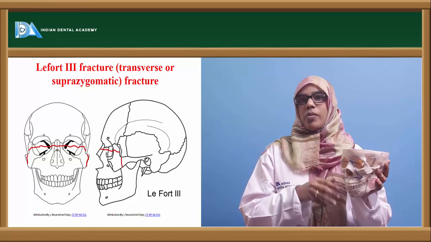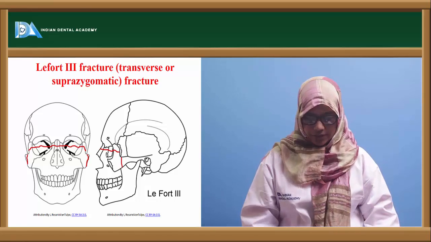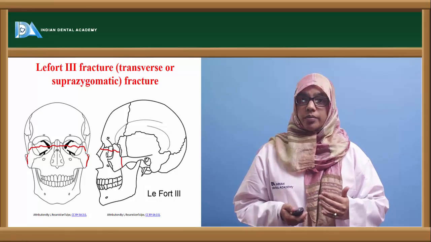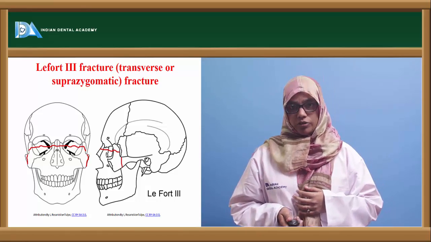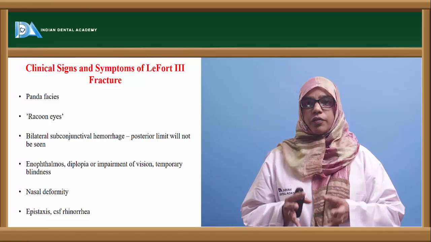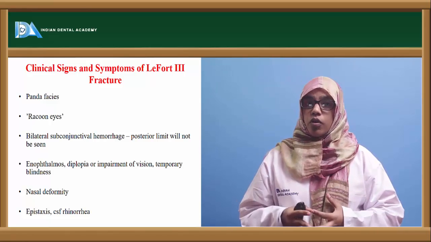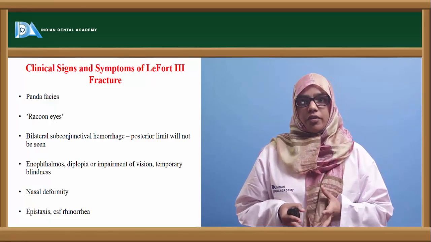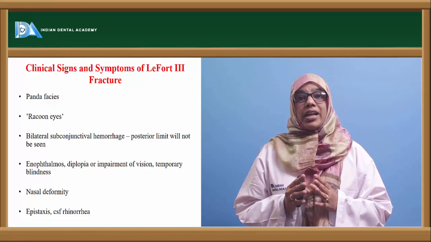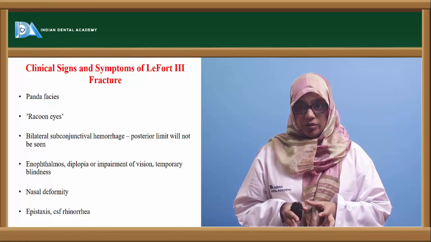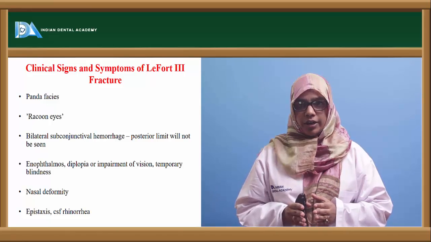There is complete pterygomaxillary disjunction that has taken place. The entire segment is mobilized. It could also be accompanied with fracture of the zygomatic arch or the zygomatic bone. Now here there is severe edema, which is more than that of Le Fort 2, so it is also termed panda face deformity. There is bilateral periorbital ecchymosis and hemorrhage resulting in raccoon eyes.